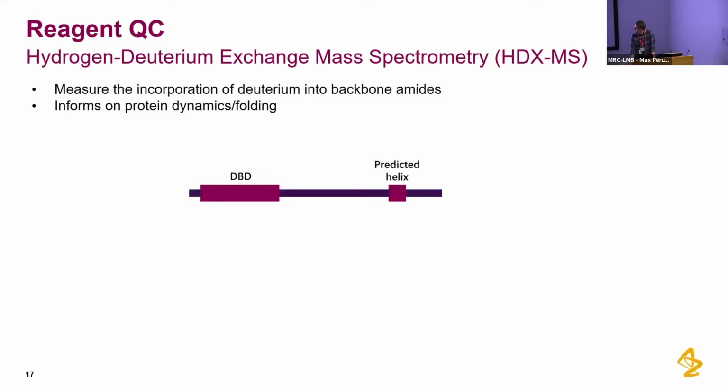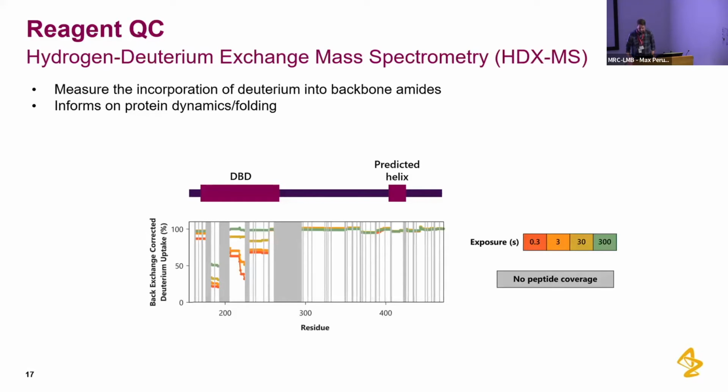We had one project where the construct was made for it, and it has an N-terminal DBD that we expect to have structure, but the rest of the protein was predicted to be disordered apart from some reports of maybe having some helical content in the C-terminus. So we wanted to see whether we could confirm that or not. So we ran an HDX-MS experiment on this protein sample.